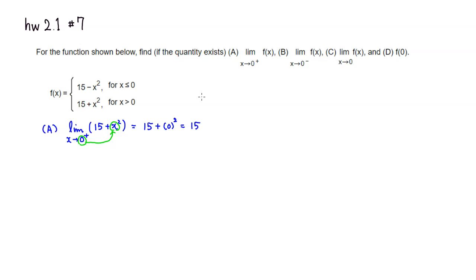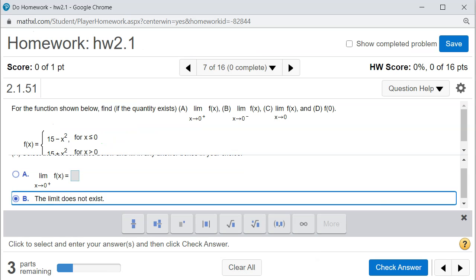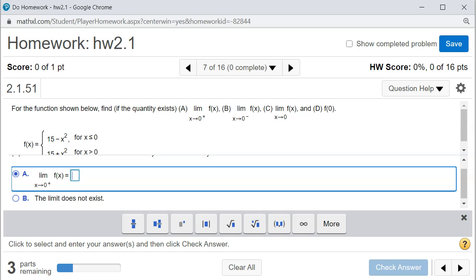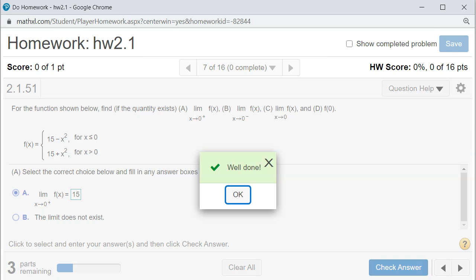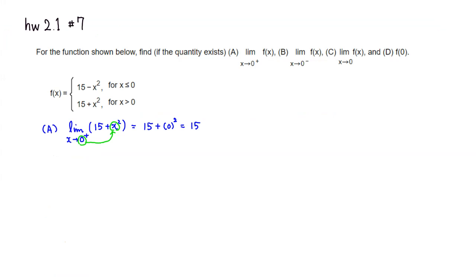So let's type it in. The answer is 15. Check the answer. We got that. Let's do part B.